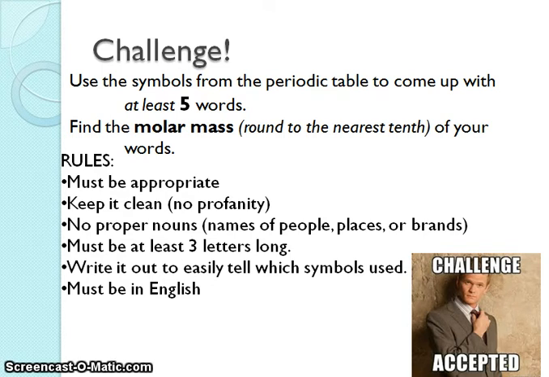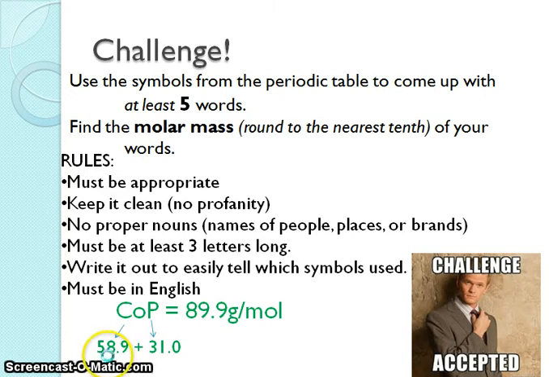Must be at least 3 letters long, and you need to write it out so you can easily tell which symbol is used. And it must be in English. So for example, if I use the word cup, I used cobalt, so that's why there's a big C and a little O. Cobalt has a molar mass of 58.9 grams per mole, and phosphorus has a mass of 31.0 grams per mole when I round to the nearest tenth. Added together, the molar mass of cup would be 89.9 grams per mole. You can repeat symbols in your word, but please do not use slang.